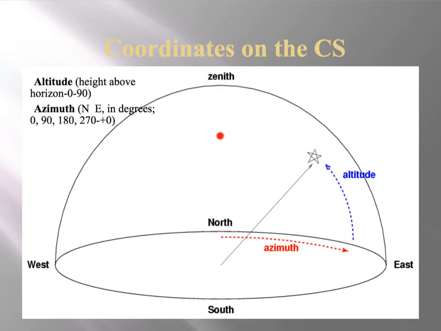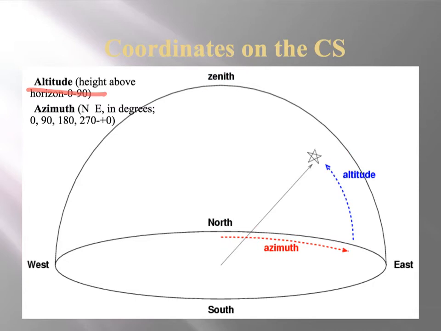So since zenith, directly overhead, forms that right angle, the highest any star can be in the sky, or moon, or sun, or planet, the highest anything can be is 90. So the highest angle that we can have for zenith would be 90, so our altitude is 0 to 90.